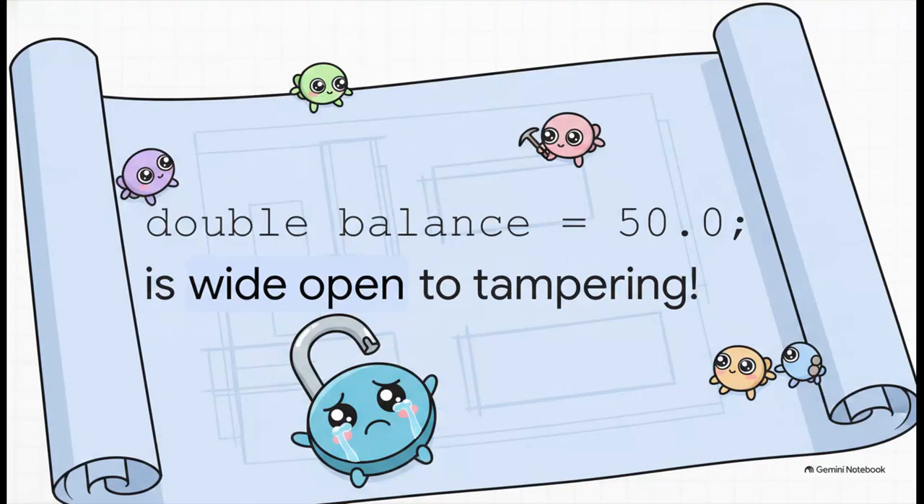So, when you're setting up a new account, a naive Java blueprint might start out looking a bit like this. Double balance equals 50.0. It looks totally innocent, but there's actually a massive flaw here. Because there isn't an access modifier listed right before the word double, this variable is just public by default. It's wide open to tampering. If you have another class, let's say MyAccount, it can instantly reach in and change that balance to whatever it wants. It can completely corrupt the internal logic of your software in a split second.